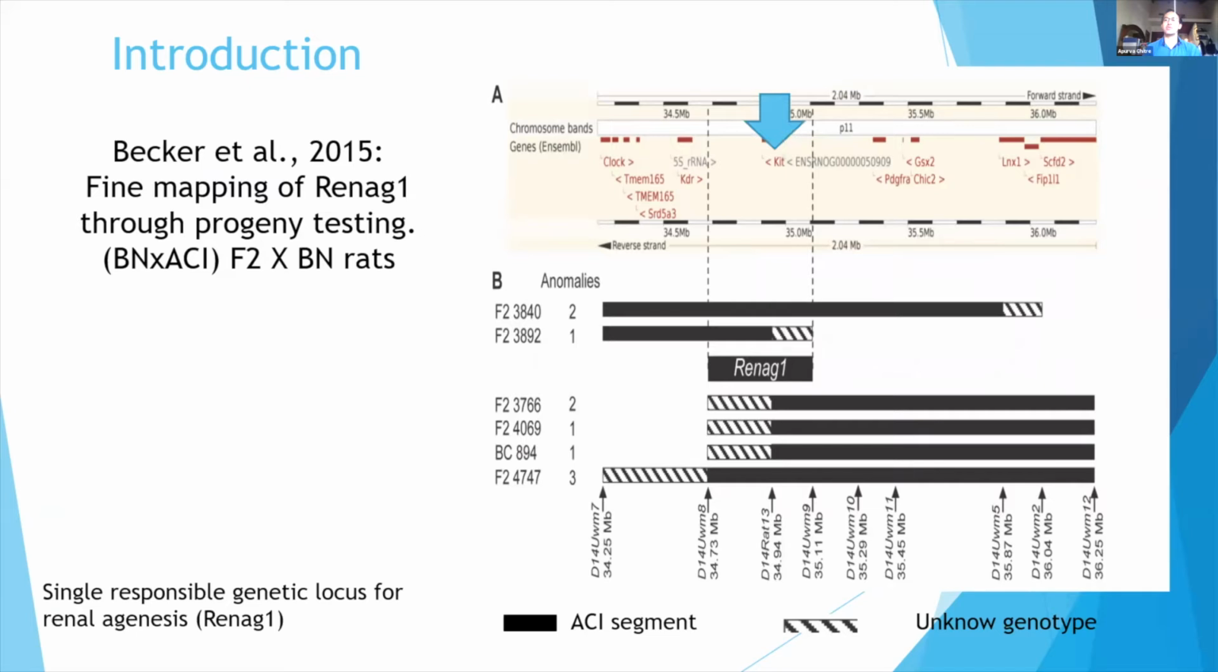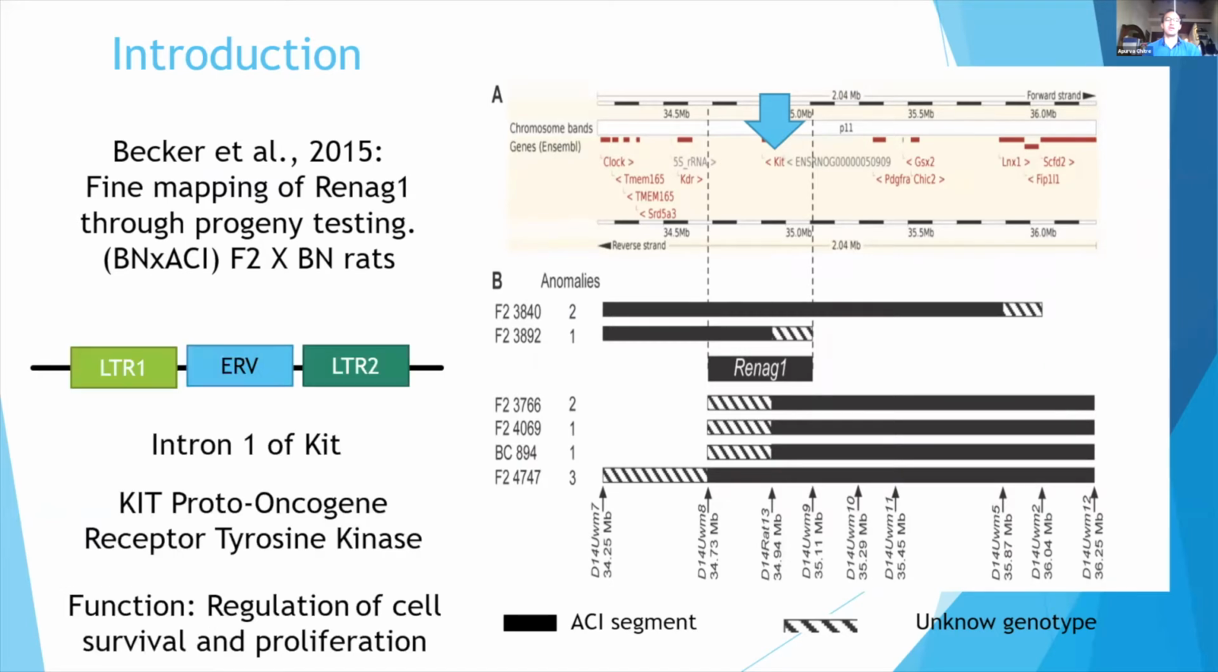It only harbors the KIT gene, which has been described as the most probable candidate gene for this specific phenotype. An insertion located in intron 1 of this gene has also been reported. It's an endogenous retrovirus, represented here. It's composed of 3 different elements: 2 long terminal repeats and 1 endogenous retrovirus sequence. This gene encodes the KIT proto-oncogene receptor tyrosine kinase, which is involved in regulation of cell survival and proliferation.